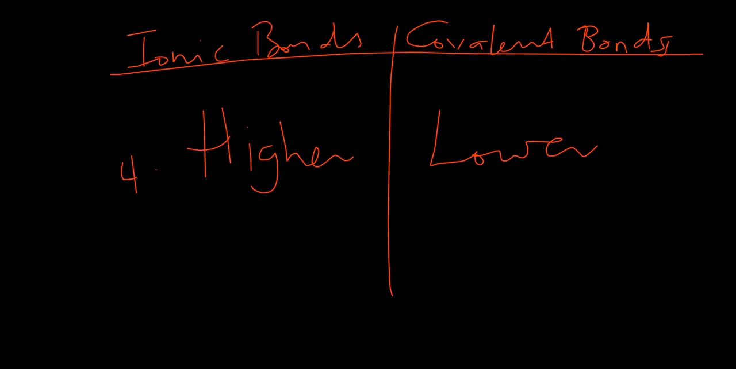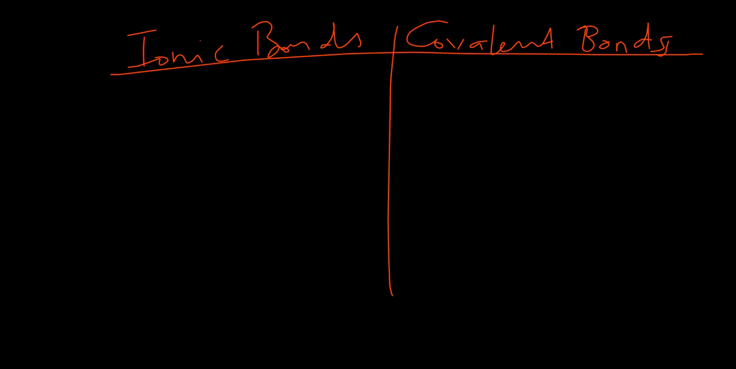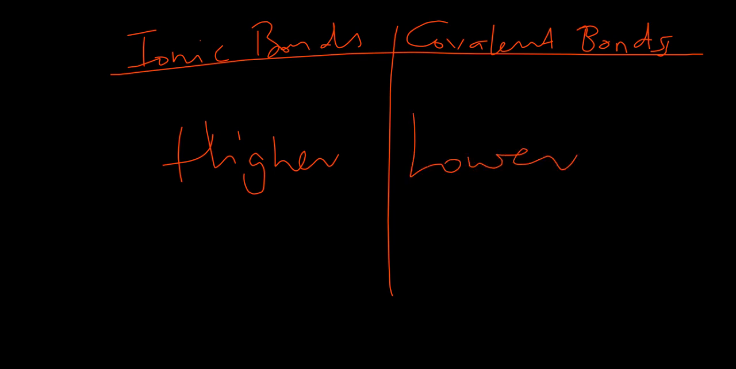And the same applies to boiling points. So here too, boiling points of ionic bonds are generally higher compared to covalent bonds. So this will be generally lower. So those are the other differences.